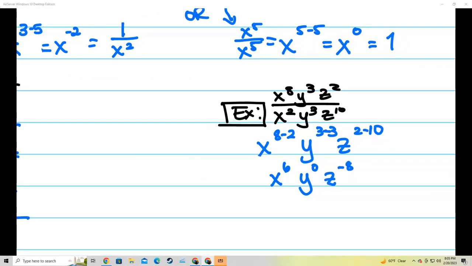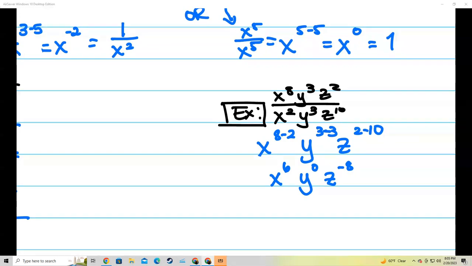A couple of things on this one. Remember that when you have a zero power, that becomes one, which means if I'm multiplying by one, it basically goes away. You could have also noticed that these are going to cancel, and so again, it's going to go away. Okay, so this y to the zero, it's going to disappear because it just becomes a one. When you multiply anything by one, it goes away.